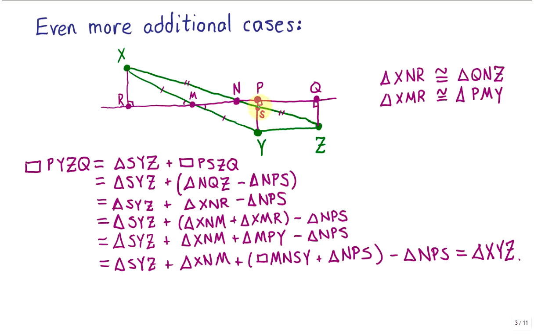This quadrilateral, PSZQ, results from this large triangle, NQZ, subtract this triangle, NPS. That results in this equivalence by dissection. The triangle NQZ is congruent to the triangle XNR. Again, that's by side, angle, side. They're both right triangles. They share this vertical angle, and XN is equivalent to NZ.